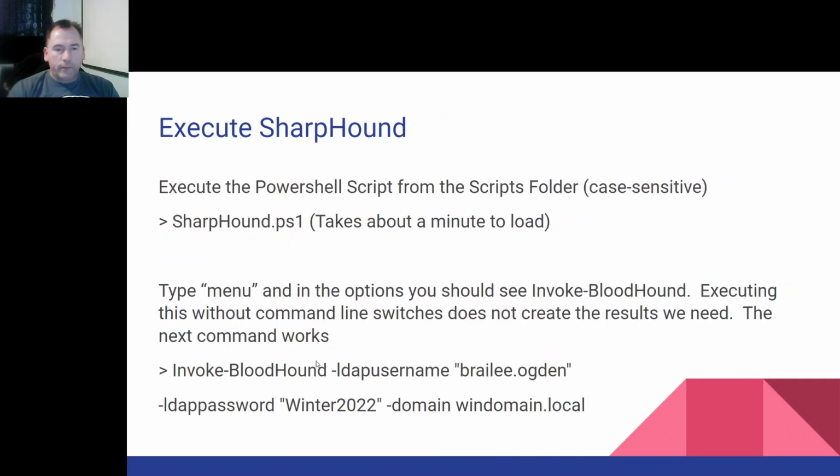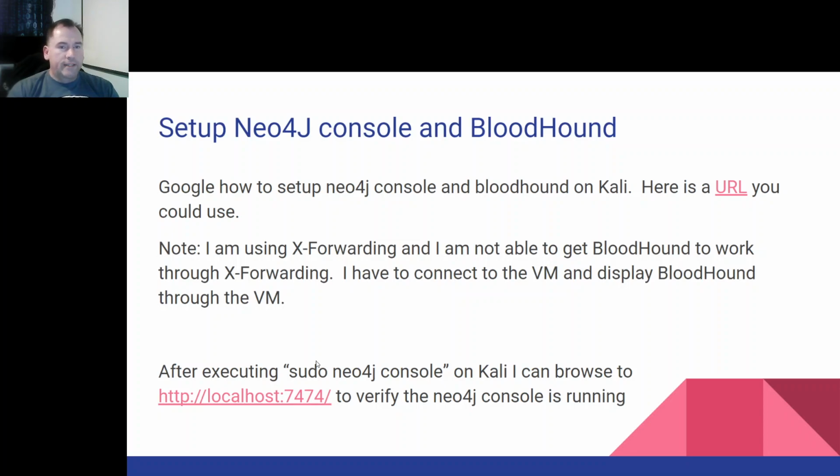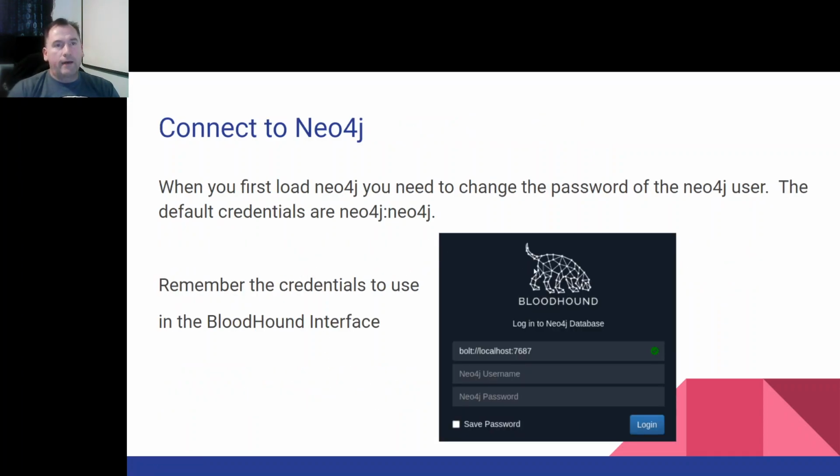We just barely ran SharpHound on our Windows 2, and we set up Neo4j and BloodHound on Kali. We started Neo4j and were able to connect to localhost 7474 on Kali and verify it was running. When we launched BloodHound, it asks us to log in with a username and password. When we connect the very first time, we will need to put in the default creds, which is neo4j, neo4j. After we do that, it's going to prompt us to change the password. So pay attention to what you change it to. There are instructions on how to change it, but just pay attention to what you change it to.